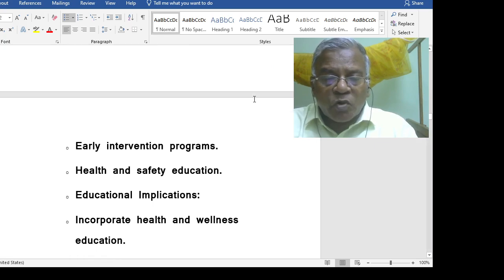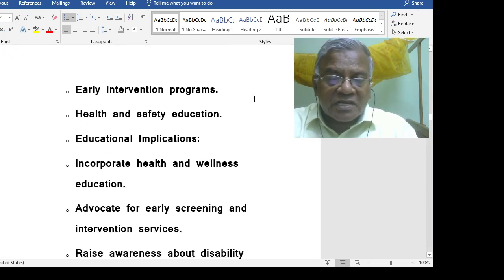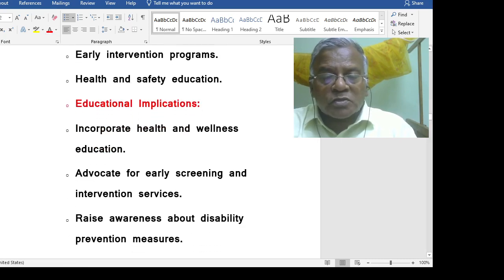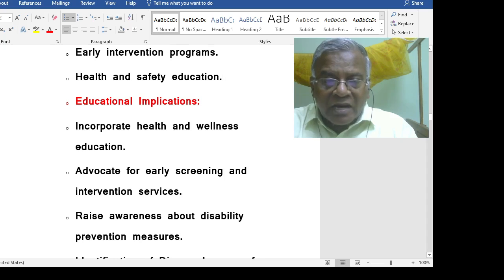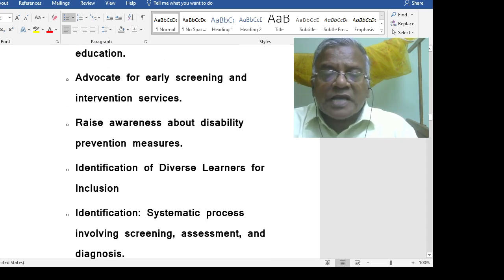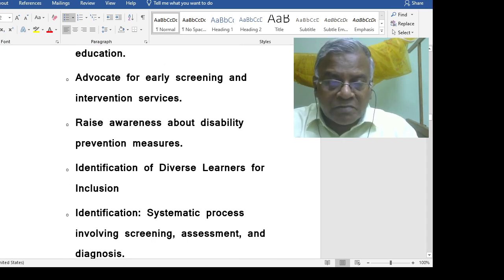Early intervention programs, health and safety education. What are the educational implications? Incorporate health and wellness education in the schools for the parents. Advocate for early screening and intervention services. Raise awareness about disability prevention measures.